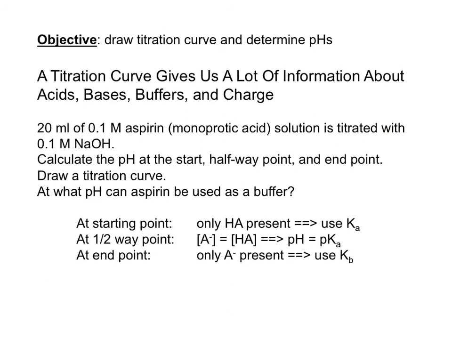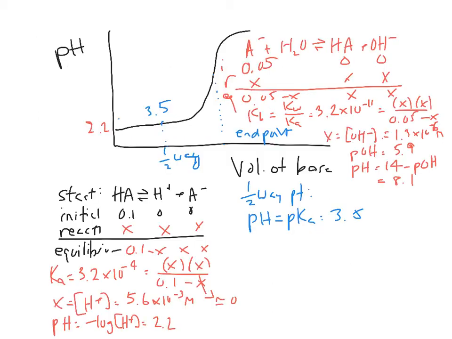Aspirin is a weak monoprotic acid. So at what pH can aspirin be used as a buffer? Stop the video and draw a titration curve for aspirin. So here's the answer. HA represents the monoprotic acid aspirin.